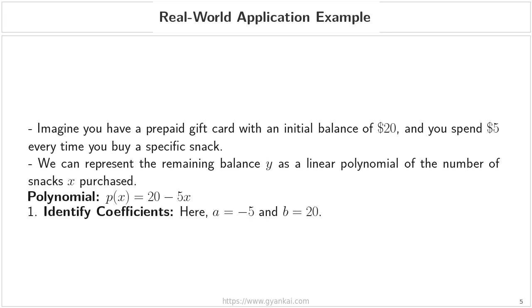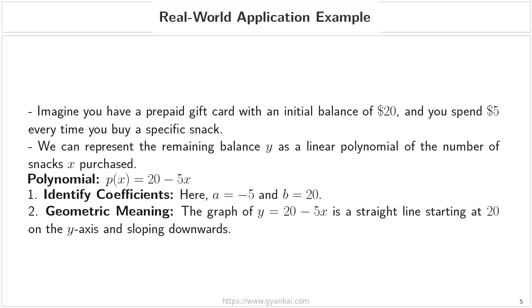Let's break this down step by step using the analysis tools we discussed in the previous slides. First, let's identify our coefficients. Comparing this to our general form, ax plus b, we can see that a equals -5 and b equals 20. Next, let's consider the geometric meaning. If we were to plot the equation y equals 20 minus 5x on a coordinate plane, we would see a straight line. This line starts at 20 on the y-axis, representing your starting balance, and because our a value is negative, the line slopes downwards as x increases.